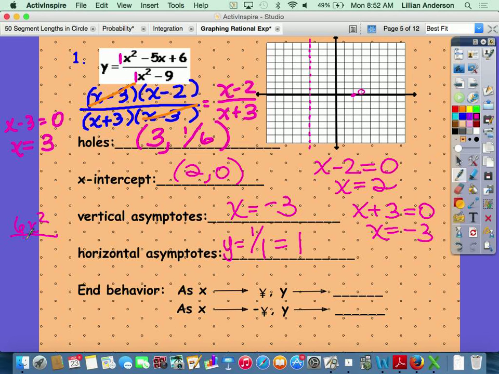Say it was like 6x squared over x squared. So then it would be 6 over 1, which would just be 6. But whatever the leading coefficients are, it's the top over the bottom. So horizontal, left and right, at 1.